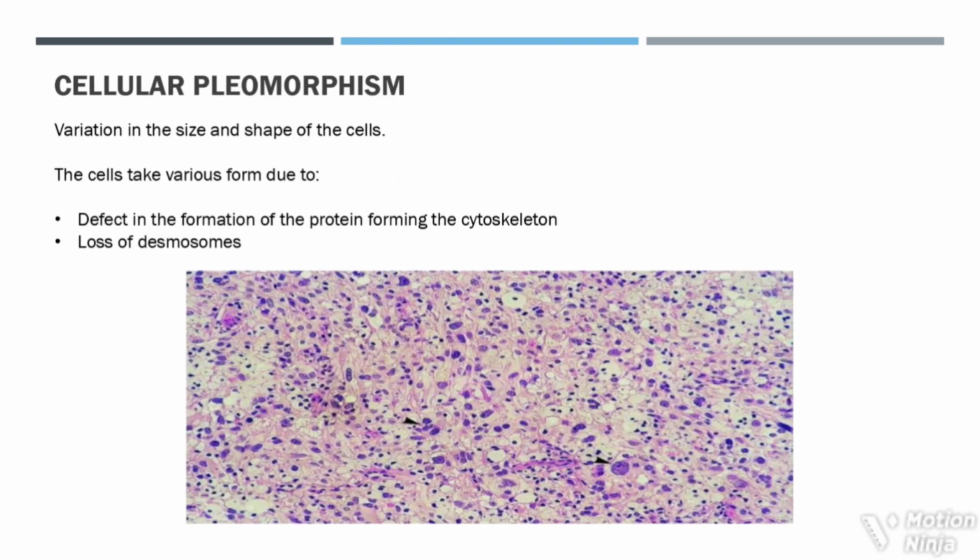The 10th dysplastic feature is cellular pleomorphism. Variation in the size and shape of the cells can be seen. The cells take various forms due to defects in protein formation in the cytoskeleton, and loss of desmosomes.